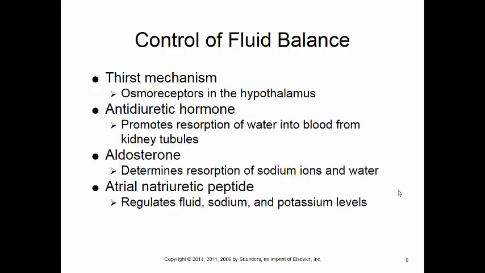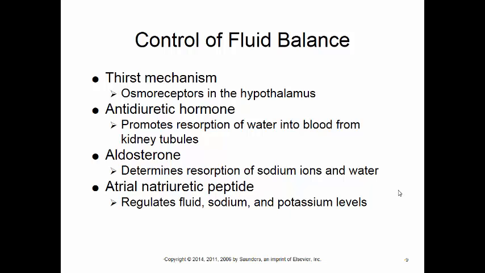How do we control our fluid balance? Well, there's a few ways we can do it and maintain homeostasis. The first one is through our thirst mechanism. So when our fluid levels are getting lower, we have osmoreceptors in our hypothalamus, which indicate that we have low fluid, and that causes a chain reaction in our brain that makes us feel like we're thirsty. And then we intake more water.